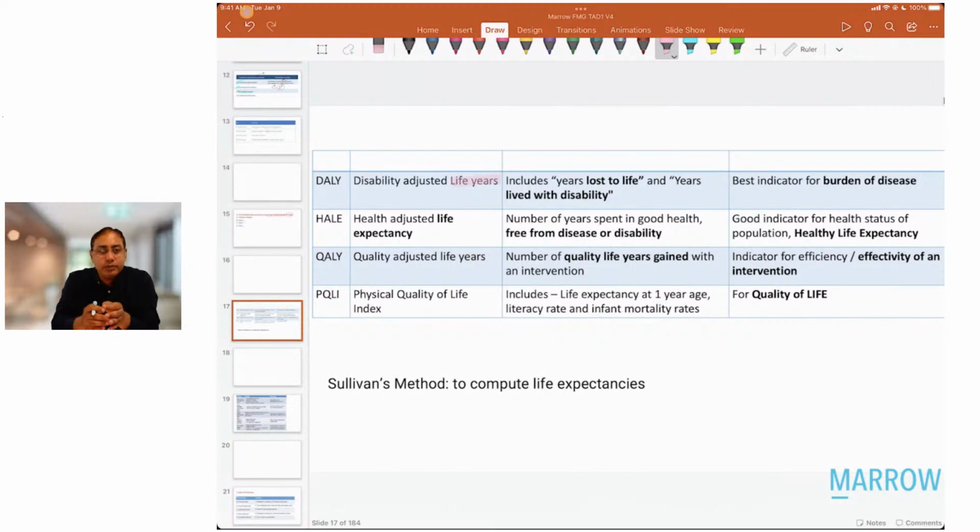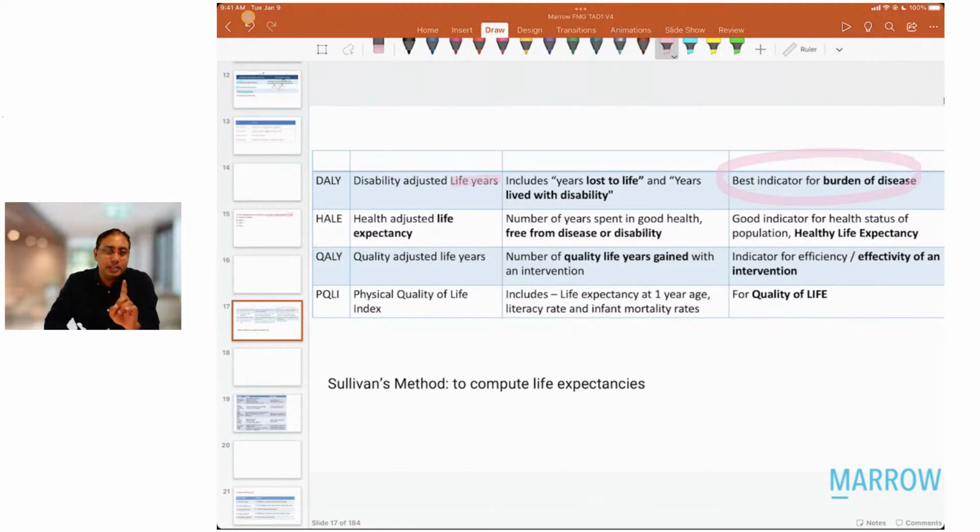Delhi में दो चीजें होती हैं. It contains years lost to life and it also contains years lost to disability. That is premature deaths and number of years lived with disability. ये जो दोनों चीजें हैं ये बताती हैं these Delhi is the best indicator for burden of disease.